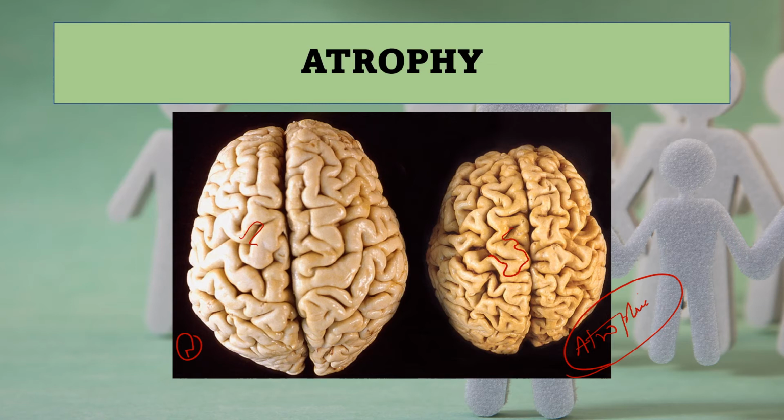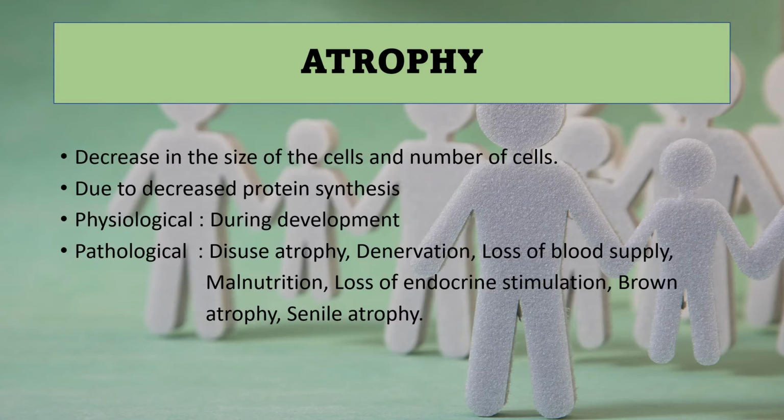With aging you can also have atrophy of certain organs. One is the brain, right? This is called senile atrophy. So that's also one cause for atrophy. With age you can have atrophy of the brain. And whenever you have decreased blood supply, because of decreased blood supply you have senile atrophy. These are causes of atrophy.